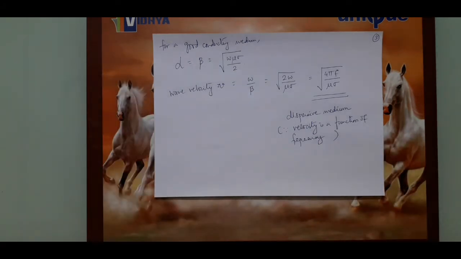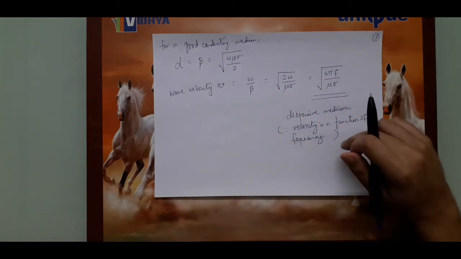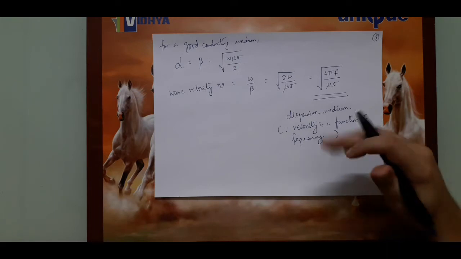Recall what was the velocity for the wave in the dielectric medium. That was 1 by the square root of mu epsilon. That had no component of the frequency, or it was not at all dependent on the frequency of the wave that is traveling. So therefore a perfect dielectric is non-dispersive. Now dispersive means what? If a signal has multiple frequency components and the medium is dispersive, then dispersion will happen.